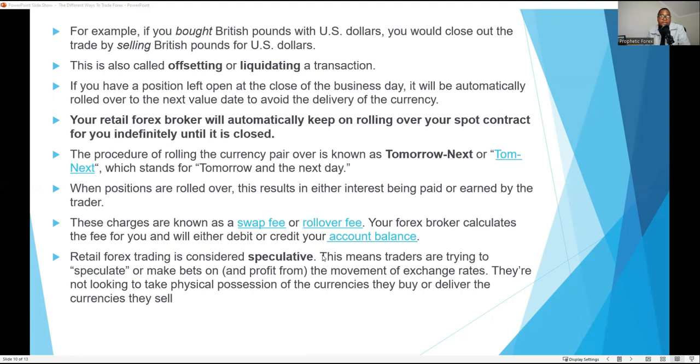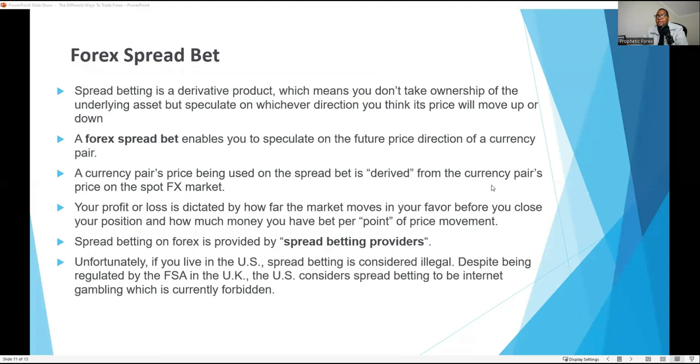We prefer intraday trading. Retail forex trading is considered speculative. That means traders are trying to speculate and make bets on, or rather profit from, the movement of exchange rates. They are not looking to take physical possession of the currencies they buy or deliver the currencies they sell, because we're actually trading contracts.